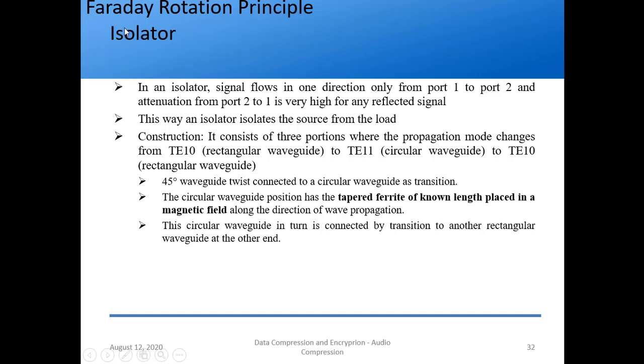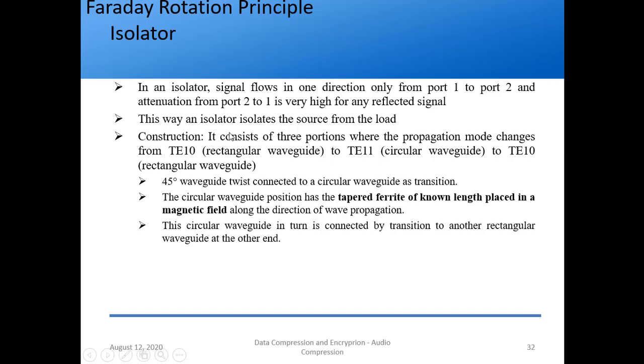So the first device which works on the principle of Faraday rotation is the isolator. As the name suggests, what it does is isolation, which we saw yesterday also in the directional coupler. So in an isolator, signal flows in one direction only, from port 1 to port 2, and attenuation from port 2 to port 1 is very high. So for an ideal signal from port 2 to port 1, there is maximum attenuation, means none of the signal will be reflected, I can say. So this way an isolator isolates the source from the load. So that is simple to understand.